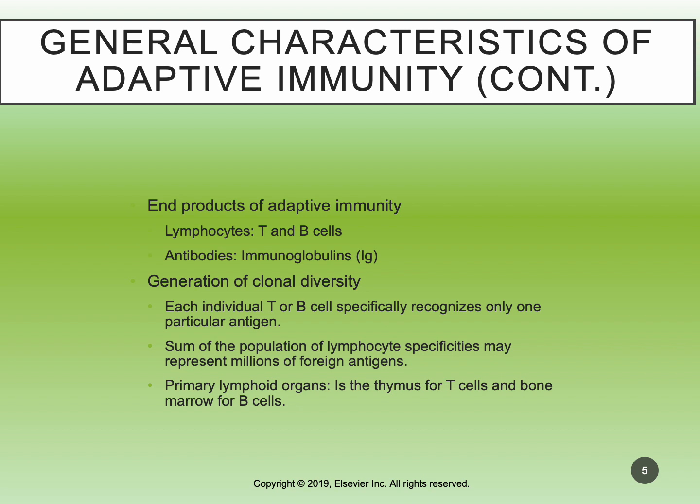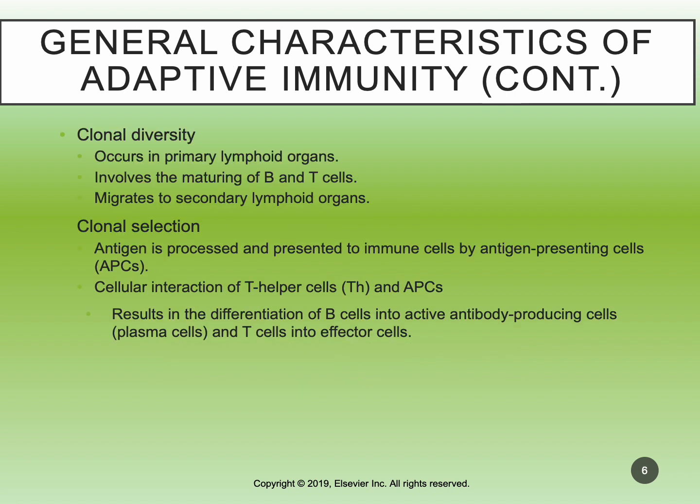Now let's talk specifically about how that process actually works. Let's talk about those steps in the adaptive process. The adaptive process, or adaptive immunity, has two stages: clonal diversity and clonal selection.